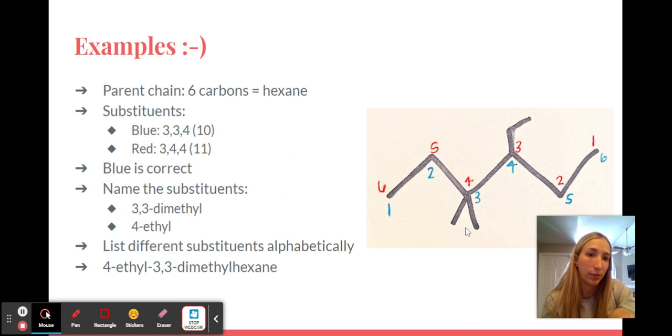And then we're going to name our substituents. These ones are methyl, and there's 2 of them, so that's actually dimethyl. And then this one is an ethyl group. And then we're going to list them alphabetically. It doesn't matter that this is lower than this one. It's still going to be alphabetical. So we're going to have our 4-ethyl, and then 3, since there's 2 of these, dimethyl. Hexane is how we're going to label that one.